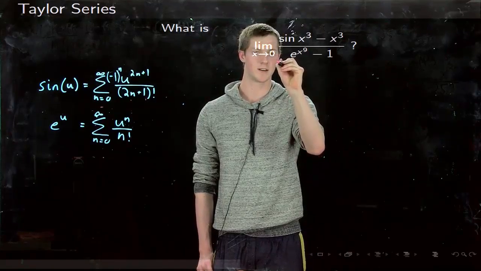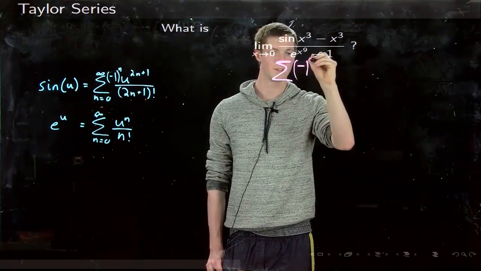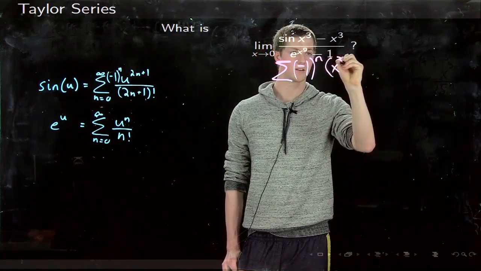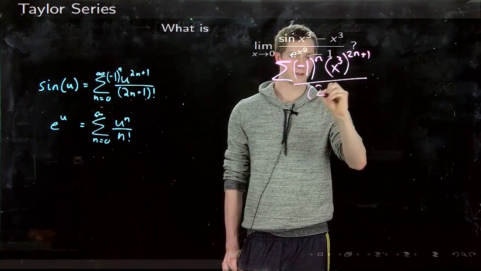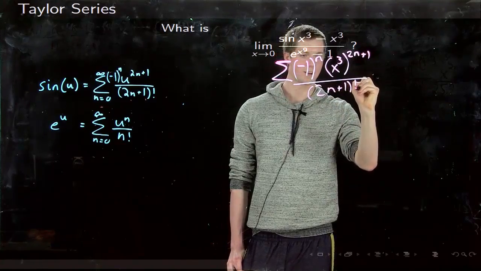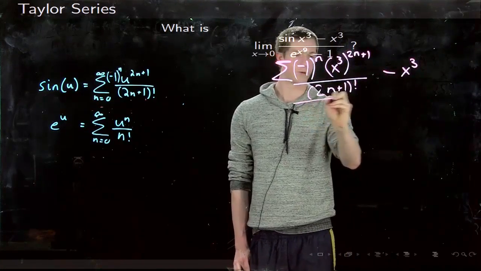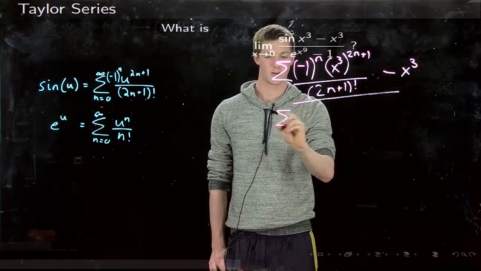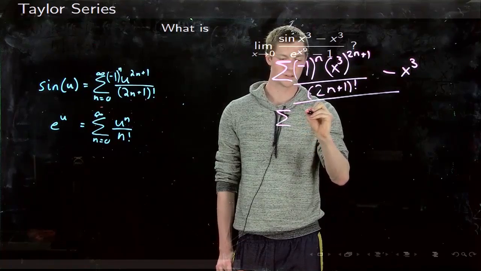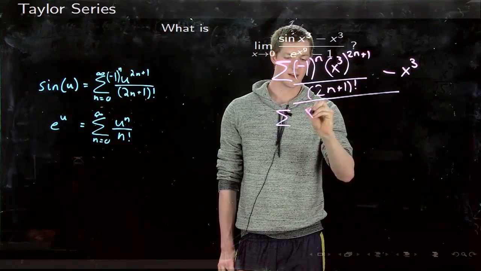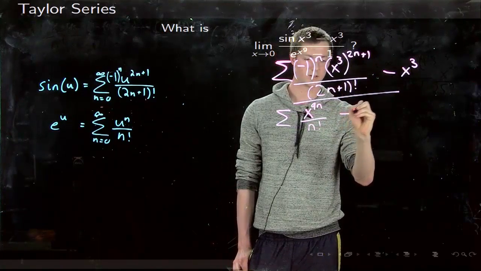So that's going to be the sum of minus 1 to the n of x cubed to the 2n plus 1 all over 2n plus 1 factorial. And then we're going to put the minus x cubed here, just to carry that through, all over the power series expansion of e to the x to the 9, and we're going to just substitute that in for u. So that's going to be x to the 9n over n factorial, all minus 1.